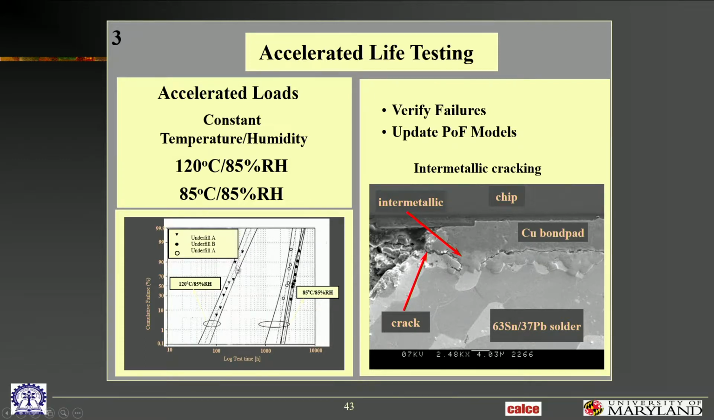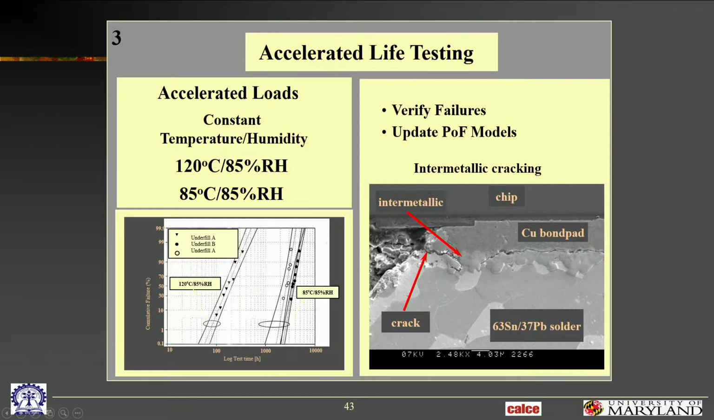So at 120-85, it failed pretty fast. 85-85, it took more time to fail. And remember I said there were two different underfills. The two different underfills had two different times to failure. So one was slightly better than the other in terms of moisture resistance. Underfill B with the black circles was better than underfill A with the white circles.